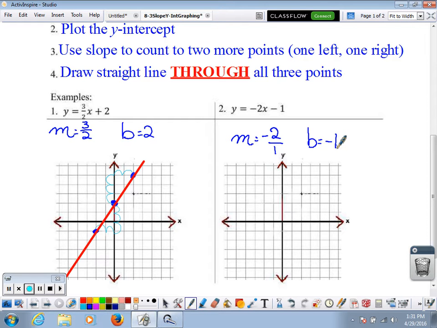Now we're going to go to the next step. We're going to plot that y-intercept. So it's right along this y-axis, okay, and it's at -1. Well, that's right here. Then I'll use that slope idea, that rise over run, to count 2 more points. Now the slope is -2 over 1, which means I'll go down 2 and to the right 1. And I'll plot a point right there.